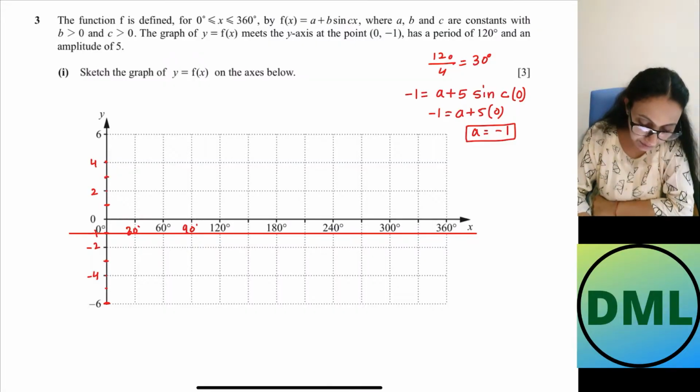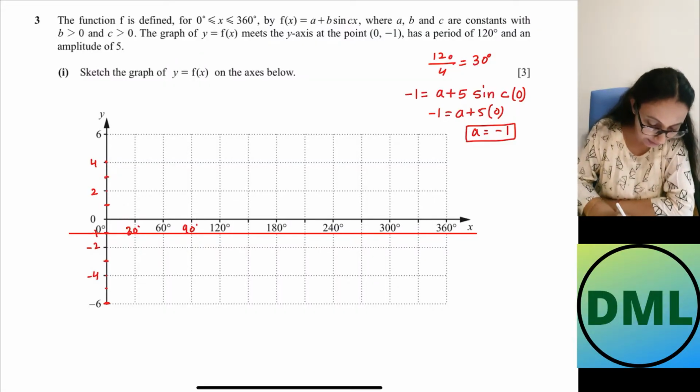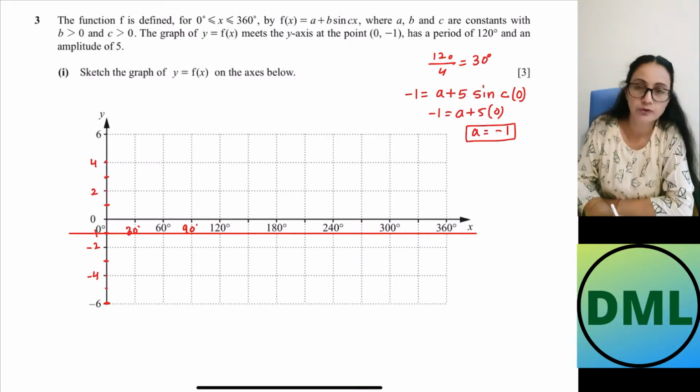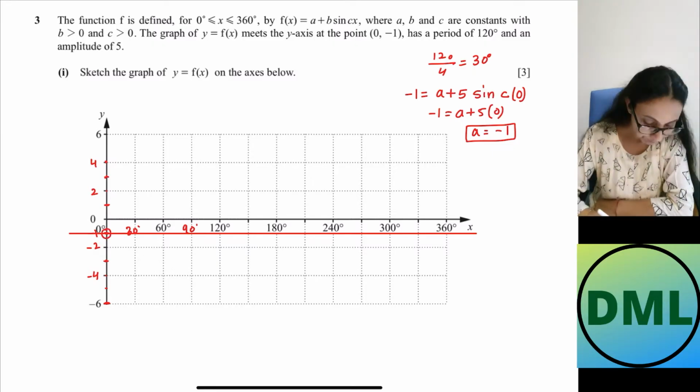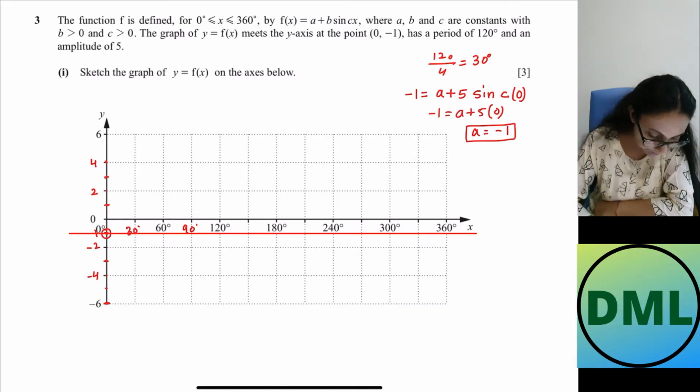We have the period of 120 degree. As you can see, I have divided 120 degree into 4 equal parts. Now we have to draw our sine cycle. It starts from the axis again, so it starts from -1. At 30 degree, it will touch the amplitude, 5 units. 1, 2, 3, 4, 5. It will touch 4. At 60 degree, it will again touch the axis.